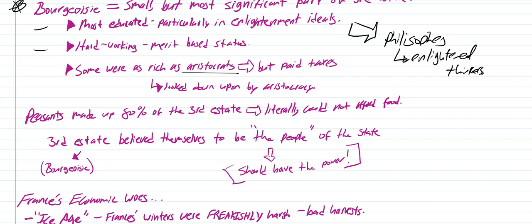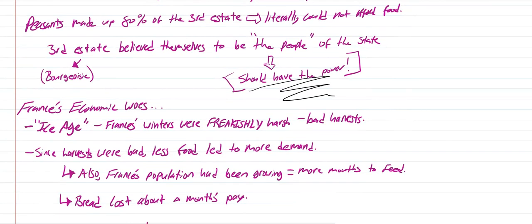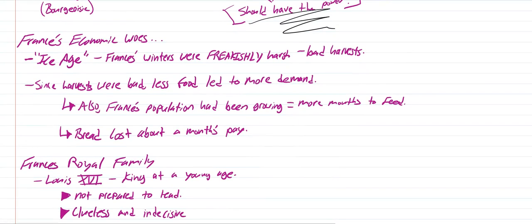The Third Estate believed themselves to be the people of the state, and as we've already learned from studying people like Jean-Jacques Rousseau and John Locke, we know that they were the ones that philosophers believed should have the power. And so let's take a look a little bit more deeply.